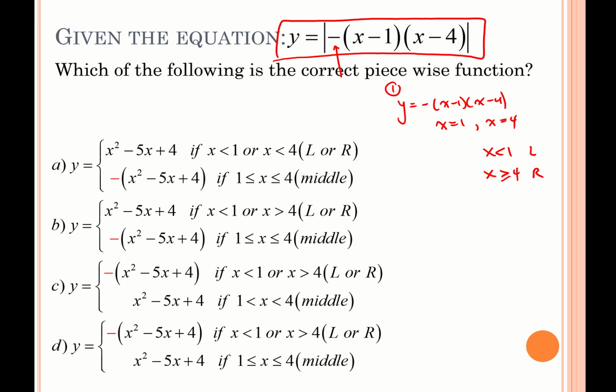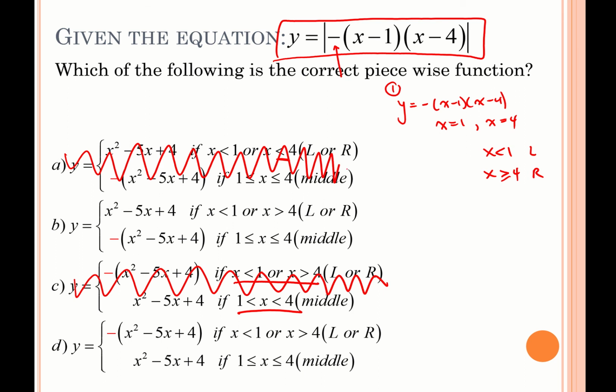So when you look at all the options here, you see how in C they're all greater or less than only, no equal to. So C is gone because of that. Look at D: x is less than 1, greater than 4, that's okay. Now, if you look at A, let's see what's wrong with A. The right side is where x is greater than 4. So A is wrong because you see how this part is less than 4? That's not the right side, so A is also gone.